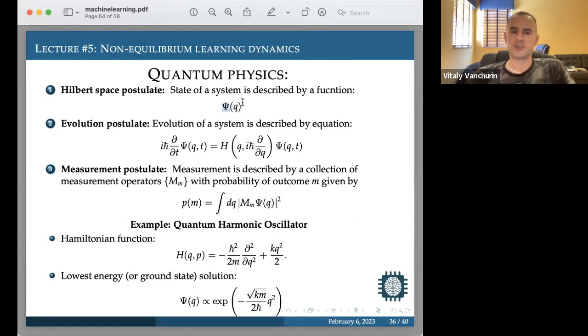Evolution postulate. So this is your state space. It's a vector. How does that vector evolve? The evolution is described by this equation. This is called the Schrodinger equation. On the left side, you have a time derivative of this vector, in this case a function. The reason why I say vector and function interchangeably is because square integrable functions form a vector space. It's an infinite dimensional space with the L2 norm defined as an inner product, right?